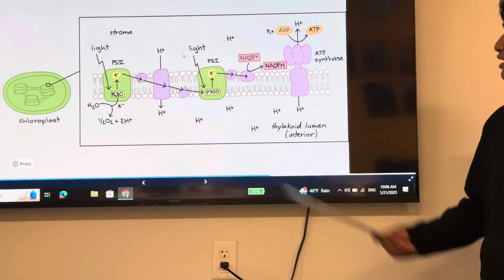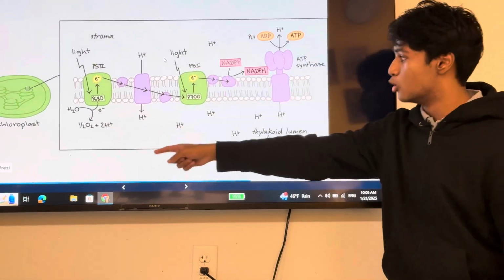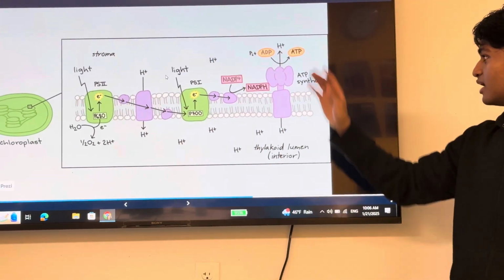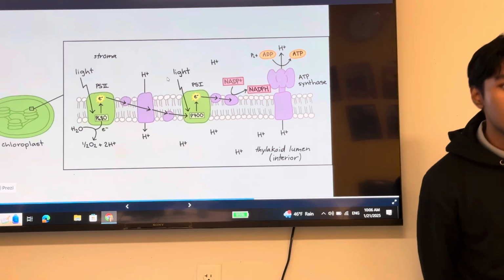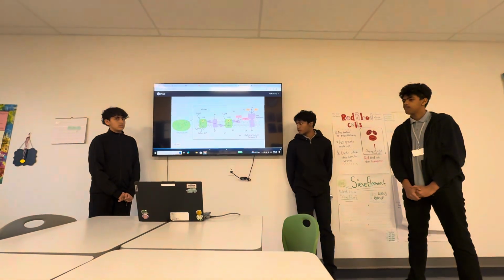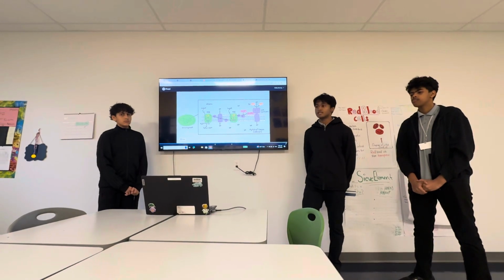after NADPH is created, these hydrogens that were passing through the proton pump, all this concentration of hydrogen, pass through the ATP synthase. The mechanism for ATP synthase is called chemiosmosis. It's something that's very important in photosynthesis. Basically, it uses facilitated diffusion.